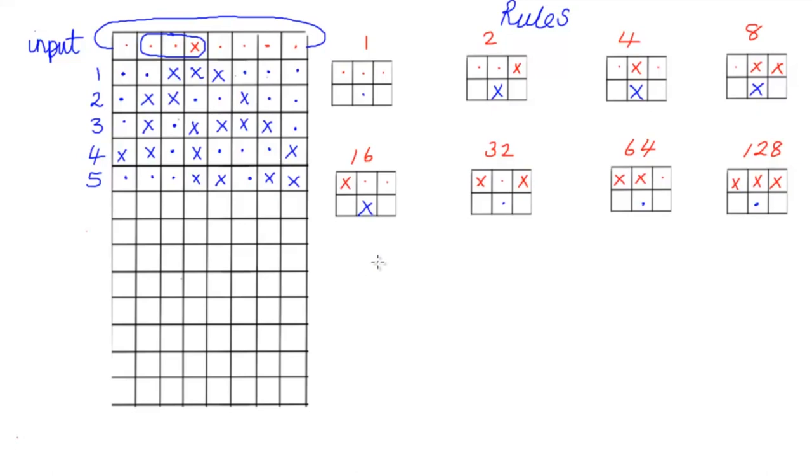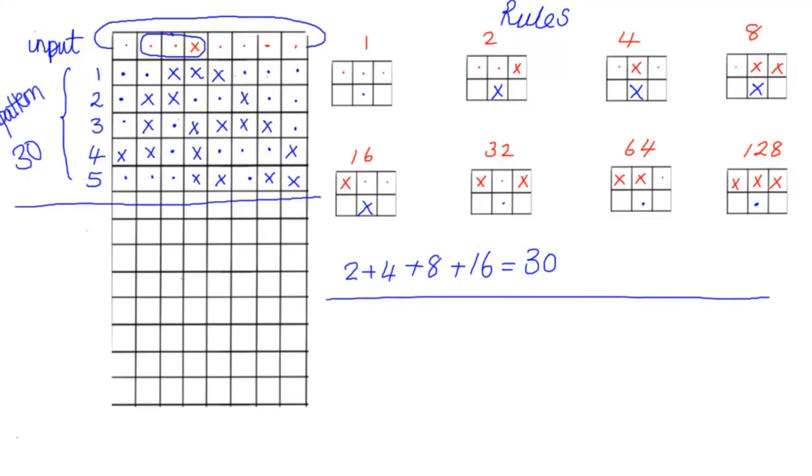In order to decide what rules we're going to use, we can give the rule a number. Wherever I've got an x on the bottom row, I'm going to add up those numbers. So 2 plus 4 plus 8 plus 16, and that gives me 30. So this here uses pattern 30. Now instead of pattern 30, we could choose a different pattern. Let's say we choose pattern 69.